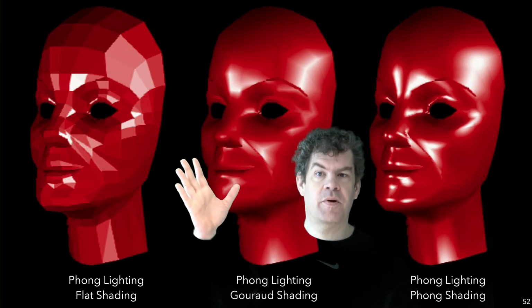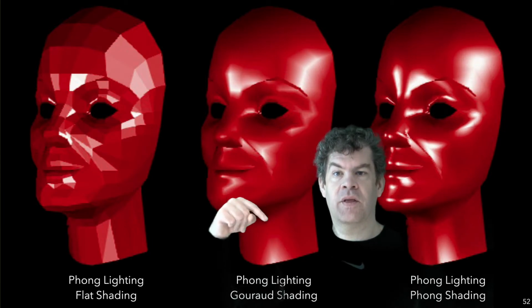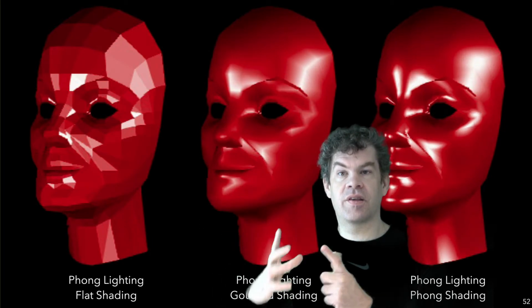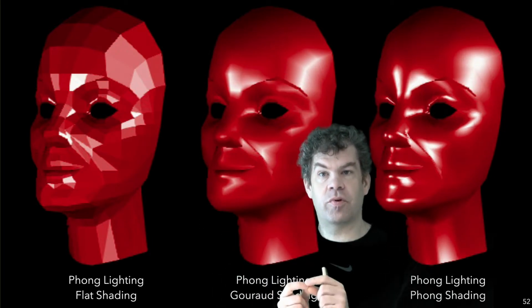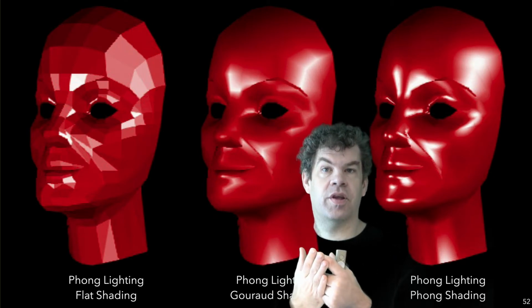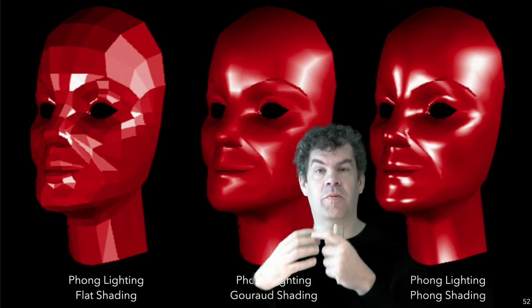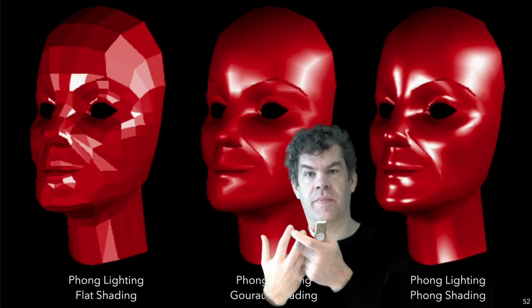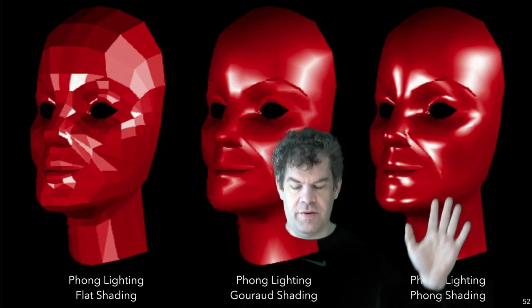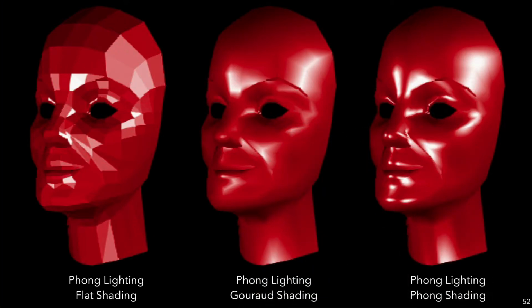The next approach here is Phong lighting combined with Gouraud shading. In this case, I compute this lighting again for each vertex, but interpolate the vertex values, the colors in this case. And finally, on the right, you see Phong shading combined with Phong lighting. The two obviously go together, but they don't have to go together.